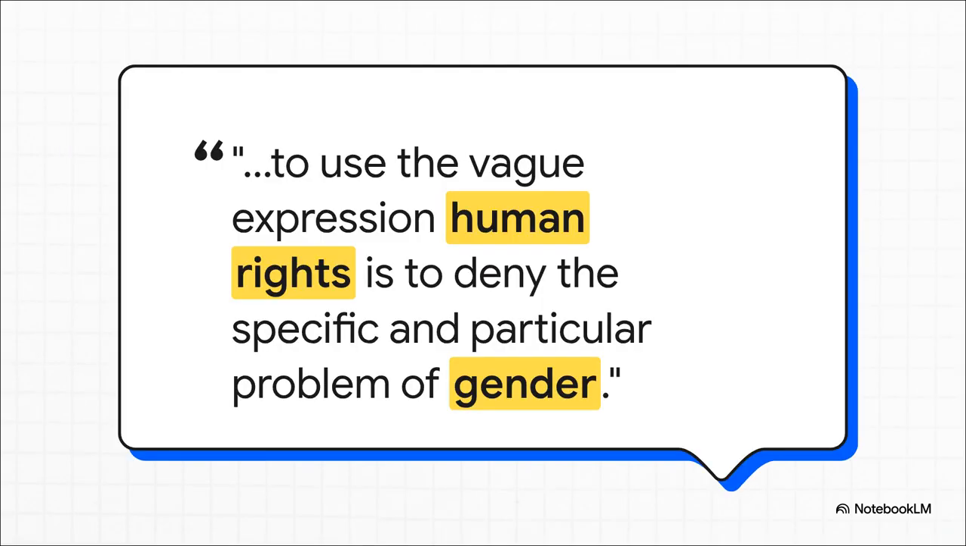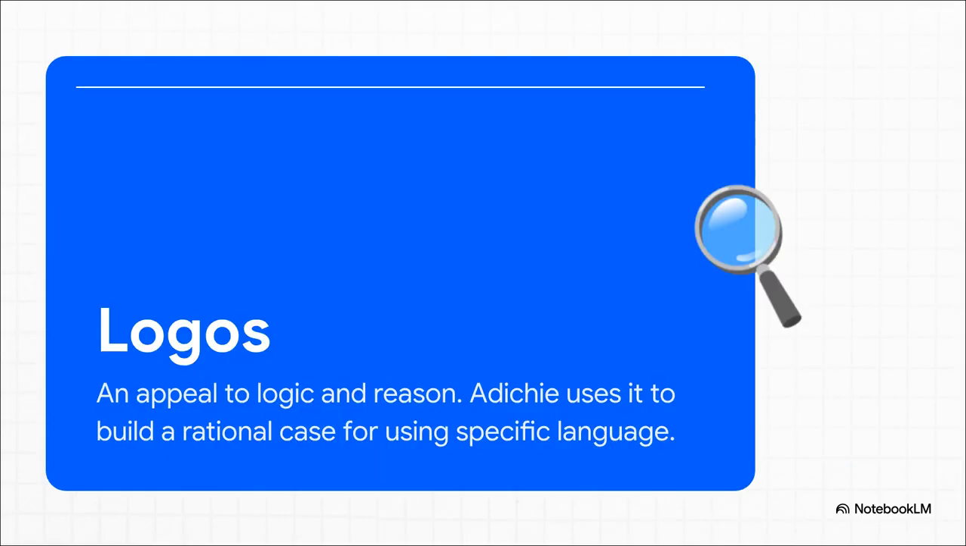But she doesn't just rely on emotion. Not at all. Look at this line from the same text. Here, she's building a super careful, reasoned argument about the words we use. And that's logos, an appeal to logic. She's breaking down the rational flaw in using a general term when you're talking about a specific problem. So you see, she's using both pathos and logos, emotion and logic, to achieve her persuasive purpose. Authors make these choices deliberately.